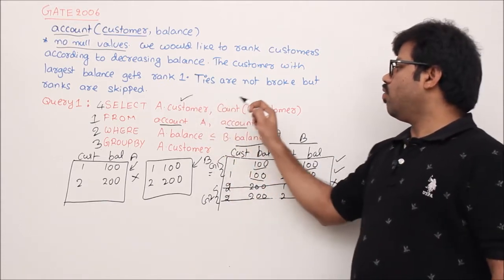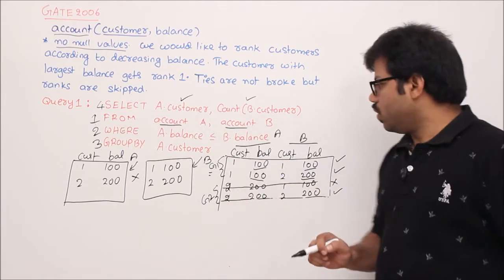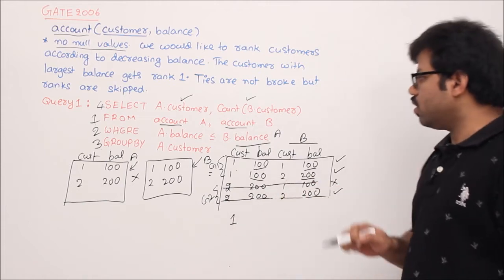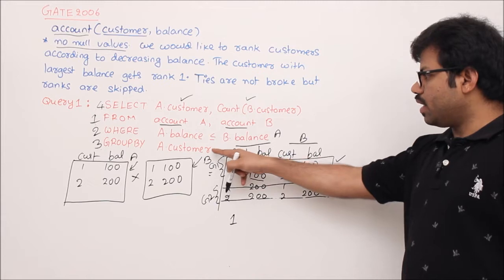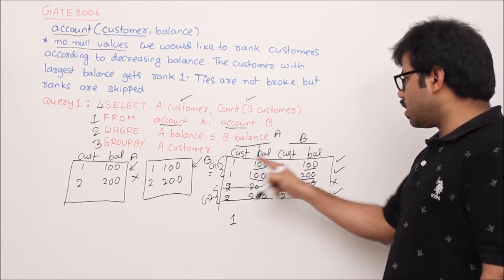Print whatever is mentioned in the select clause. It prints A dot customer for every group. So what is the A dot customer for the first group? 1. I am printing the output A dot customer and the corresponding count. Since group by is done, this count is for a particular group. So for this particular group, what is the count?